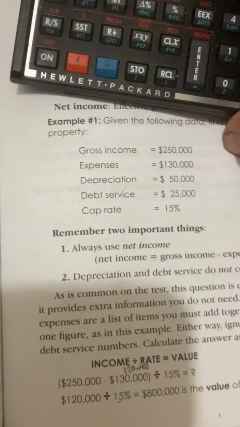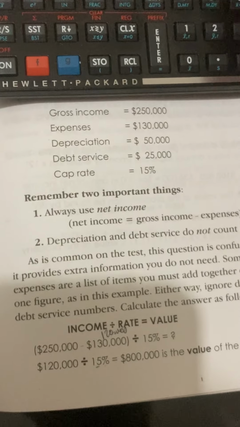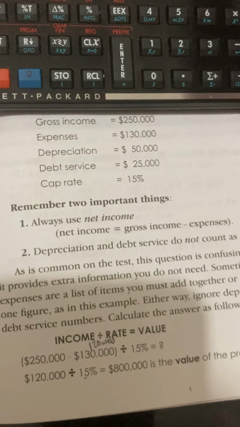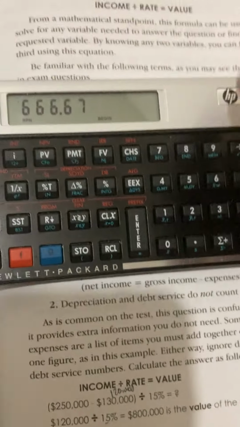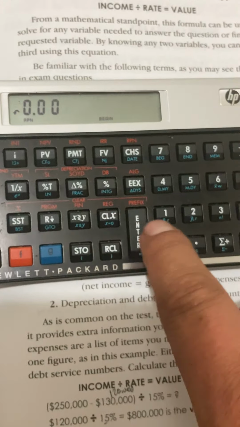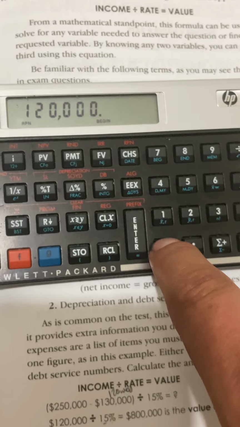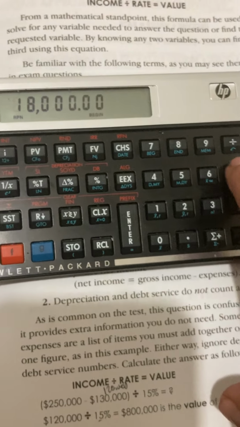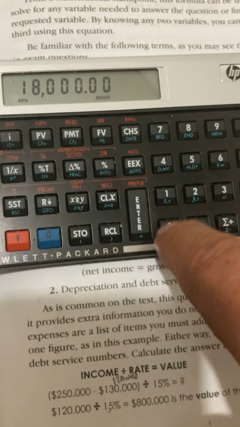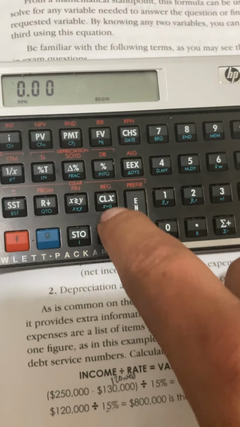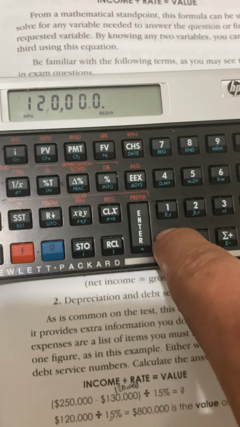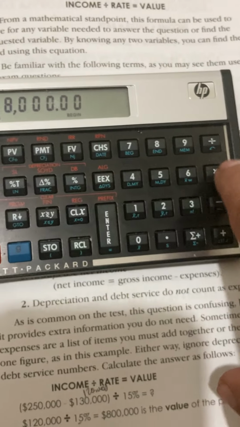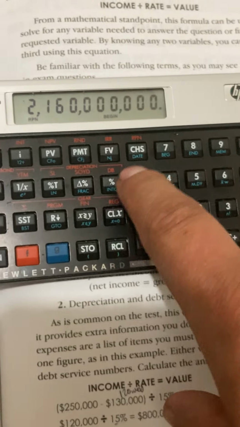What was the $250,000? It is the yearly gross income, divided by 15%, the cap rate. I don't think that's how it works, man. Enter 0.15, multiply, equals $18,000. 120, 1, 2, 3, 4. 15%. Nope, that doesn't work either. I'm having problems with this.